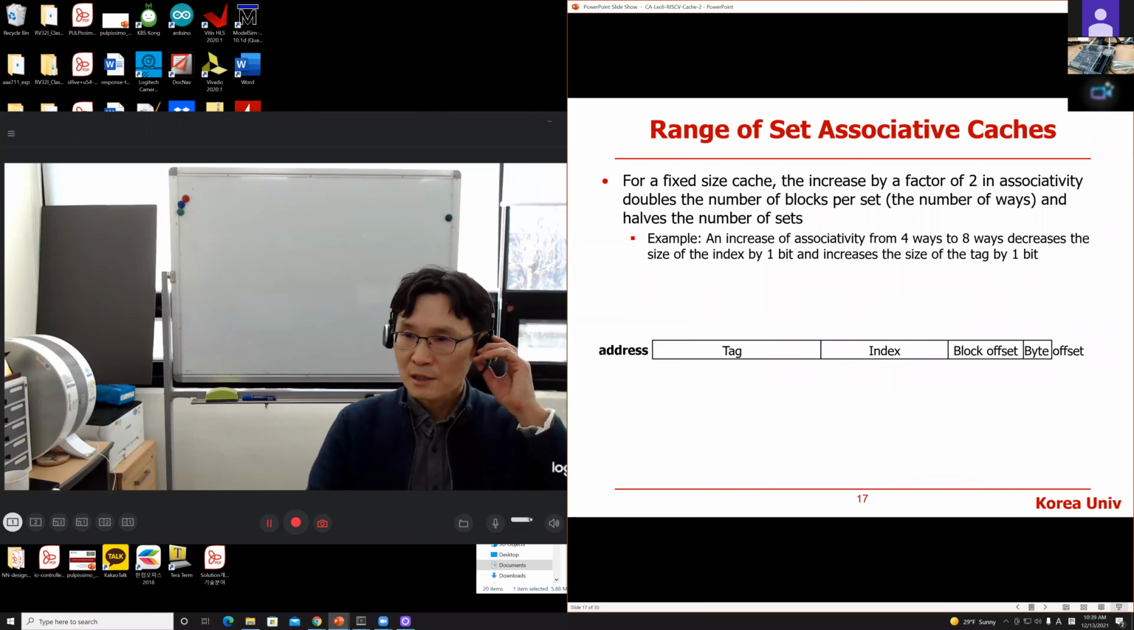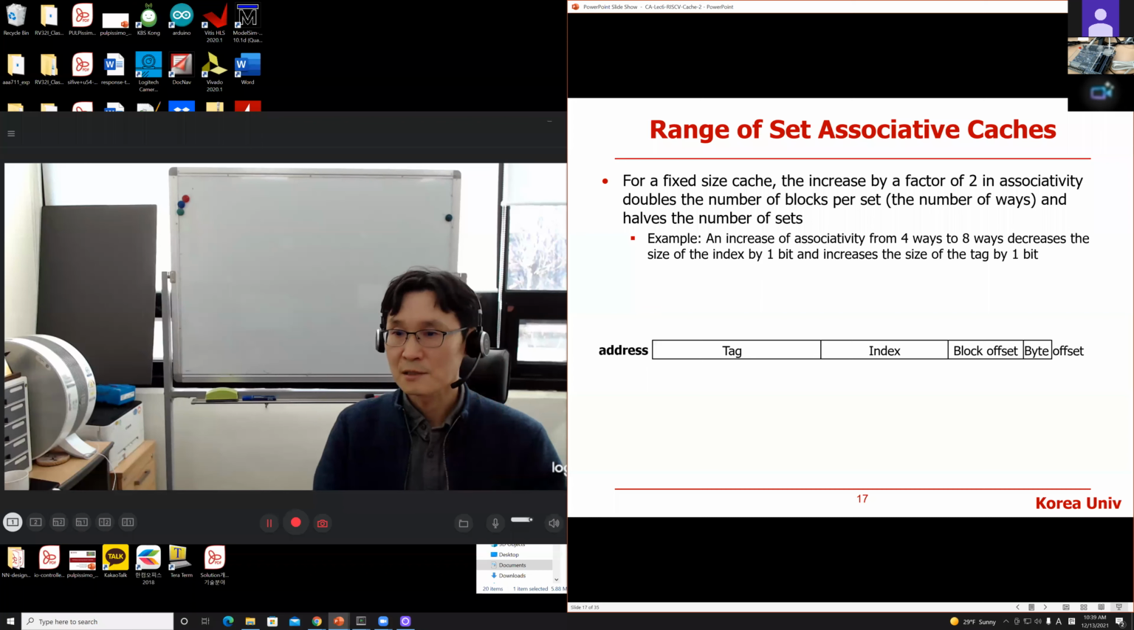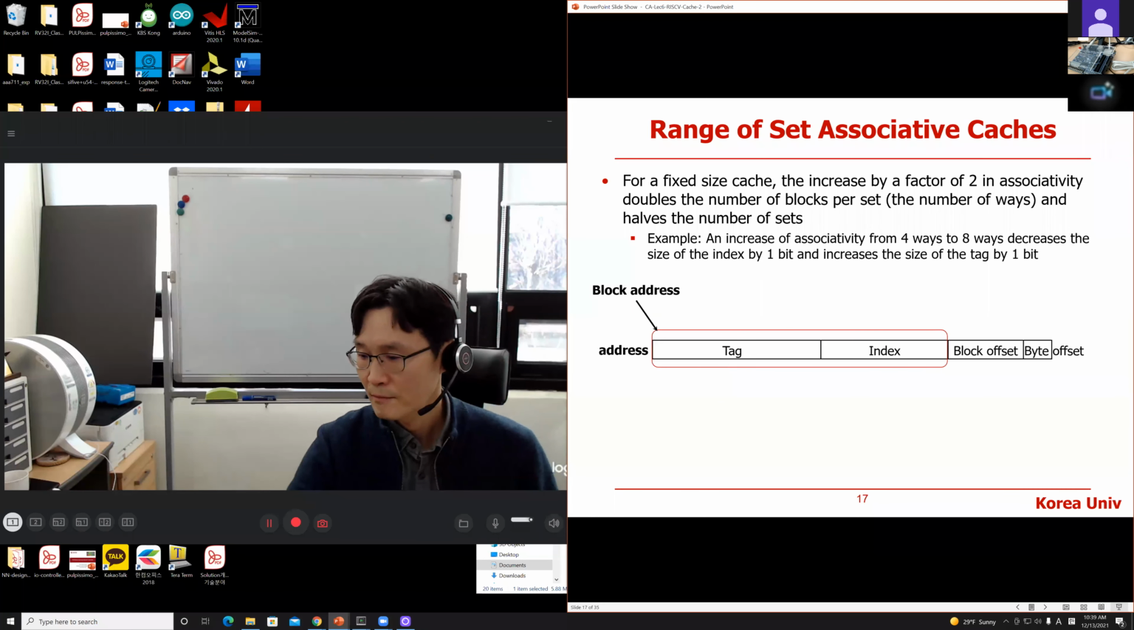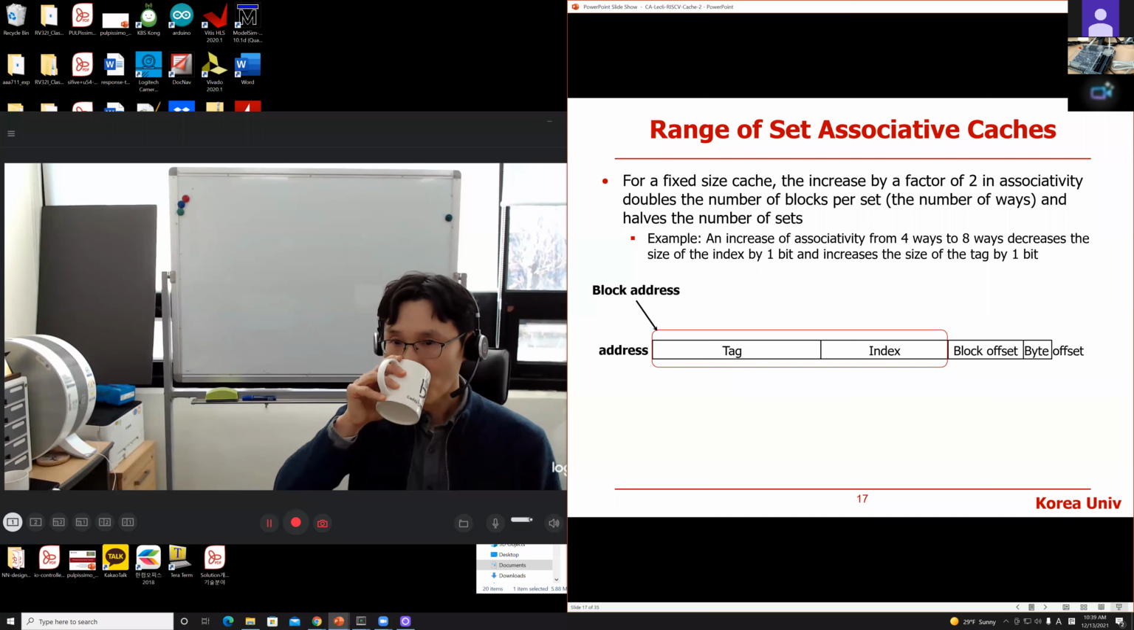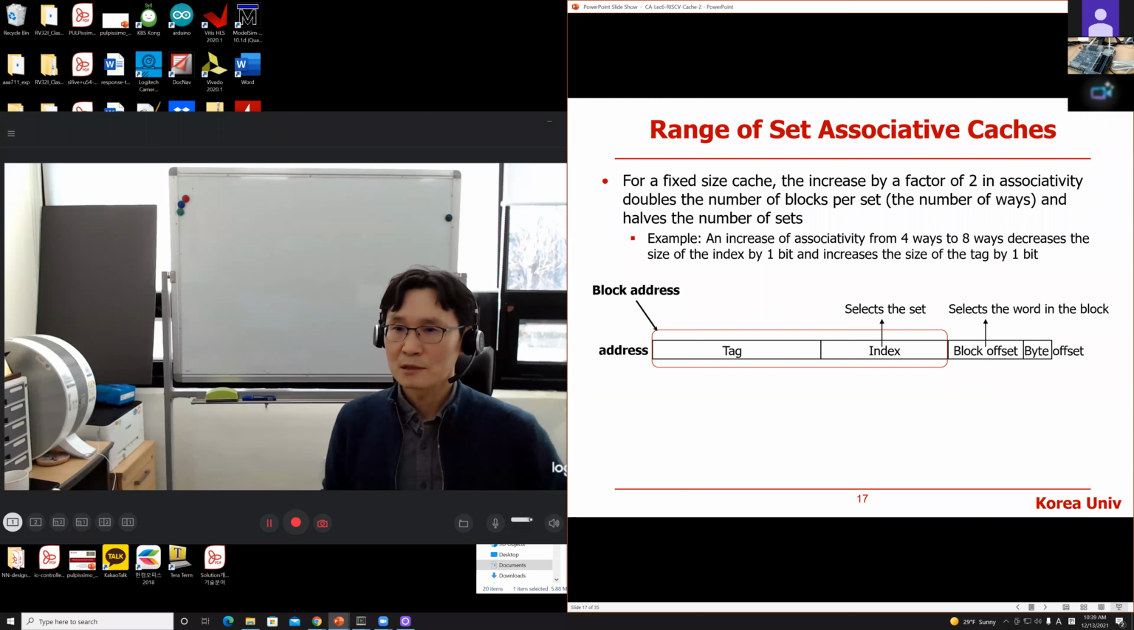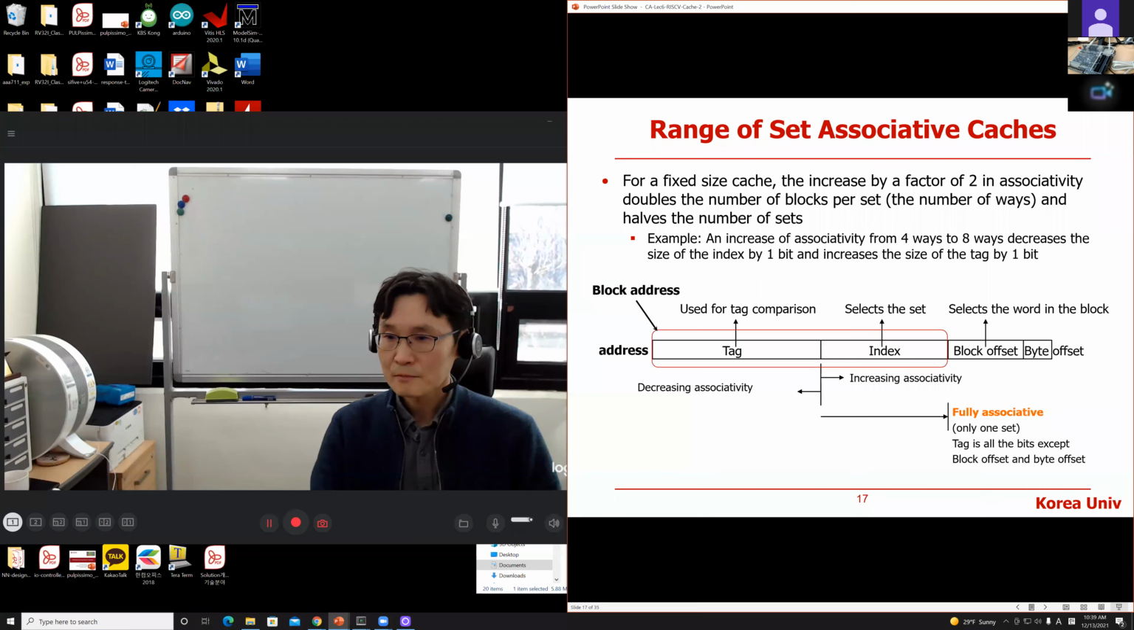We can skip this, I guess. Which part of the address can you use for indexing the cache and the chunk ID? So for fully associative, you don't have an index field. That whole thing is used as a chunk ID, because we have only one set.